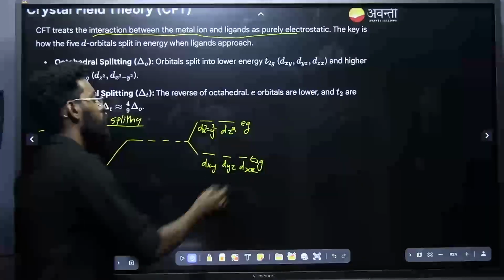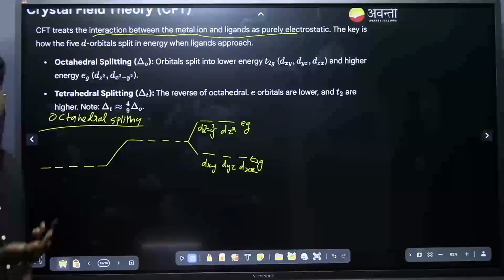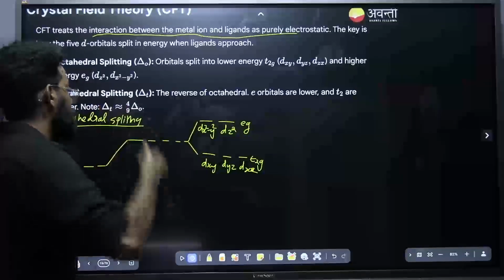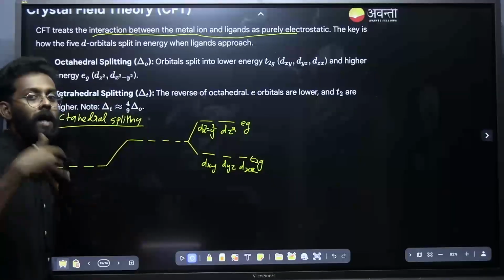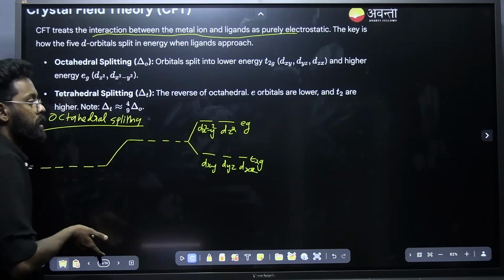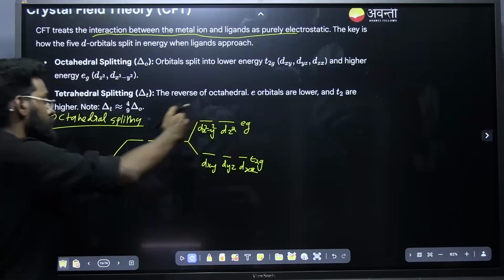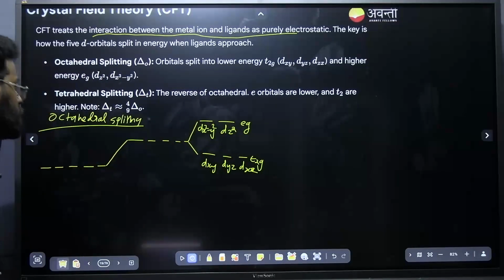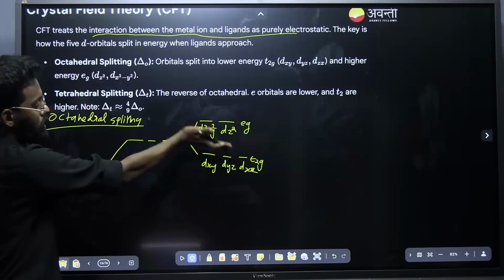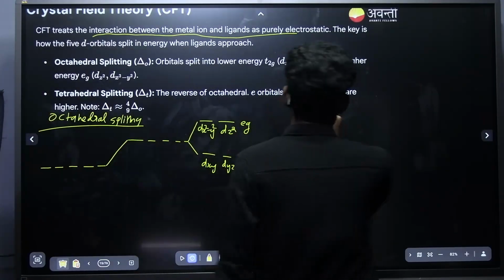Now you can see why the Eg orbitals have higher energy. It is because the ligand is approaching along the axis of the d orbitals. So the orbitals which lie along the axis, that is dx square minus y square and dz square, will be raised in energy and will have a higher energy. Okay, and by as much as they are raised, the remaining d orbitals will be lowered. This is about octahedral splitting. Now what about tetrahedral?